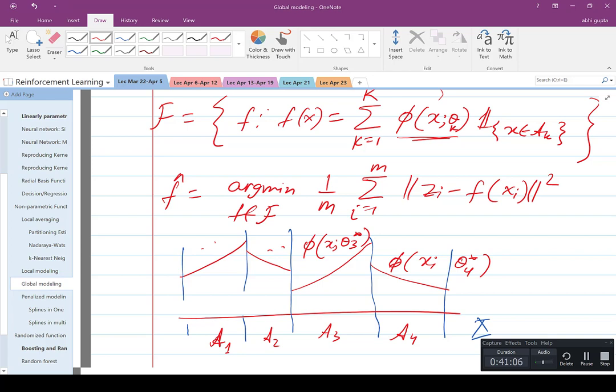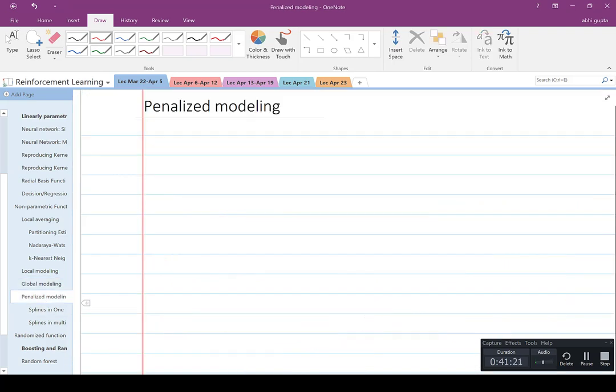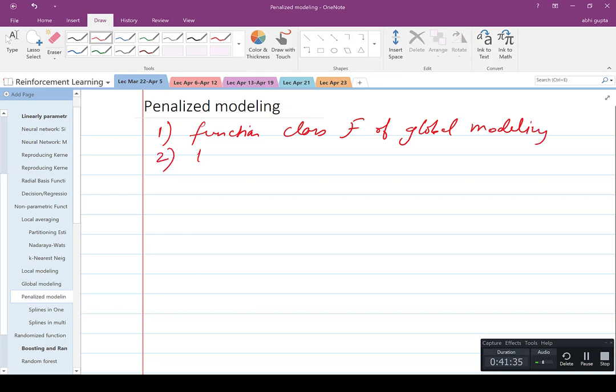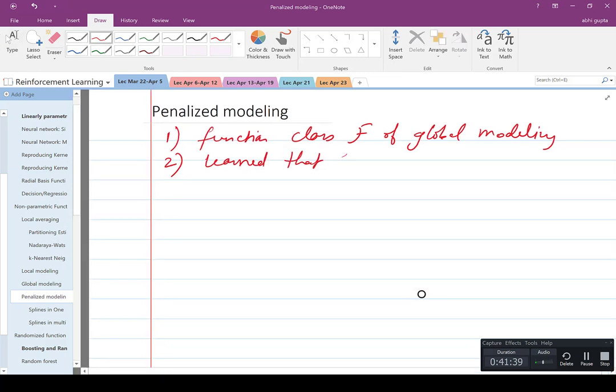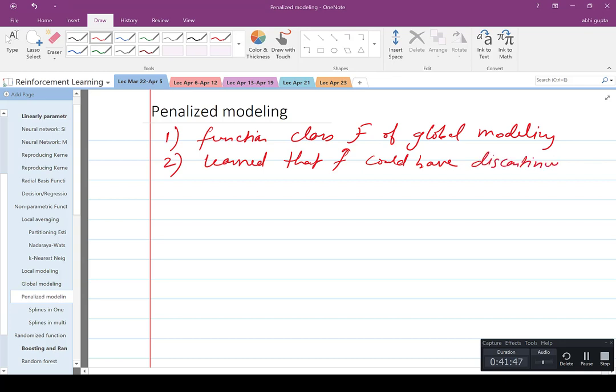So to alleviate this problem, there is something called the penalized modeling paradigm, where you use the function approximating class F, but then you add some penalty term on the smoothness of the function f. So let's look at penalized modeling. We talked about the function class F of global modeling, and we learned that f hat could have discontinuities. So you want to get rid of this discontinuity. So what you do is you add a penalty term.